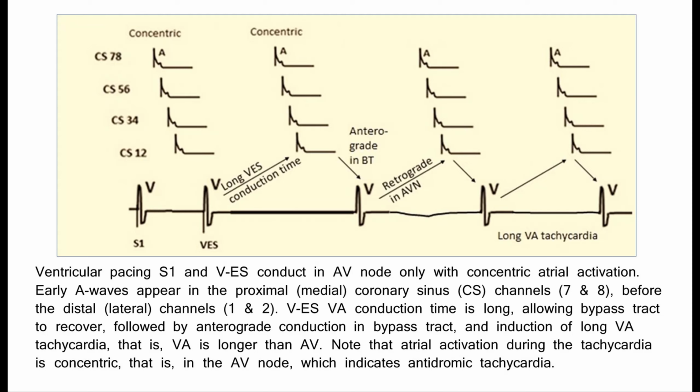VES VA conduction time is long, allowing bypass tract to recover, followed by anterograde conduction in bypass tract, and induction of long VA tachycardia, that is, VA is longer than AV. Note that atrial activation during the tachycardia is concentric, that is, in the AV node, which indicates antidromic tachycardia.